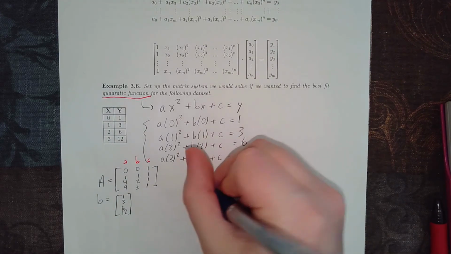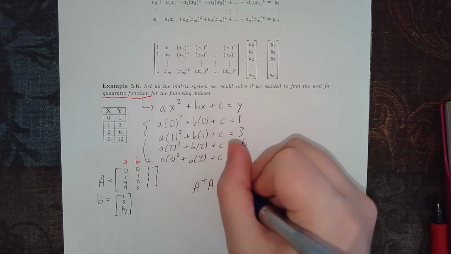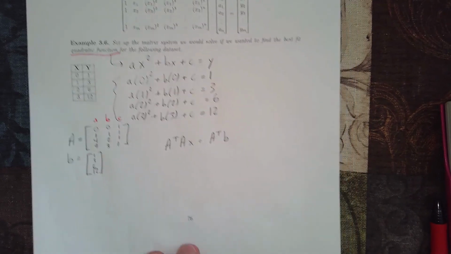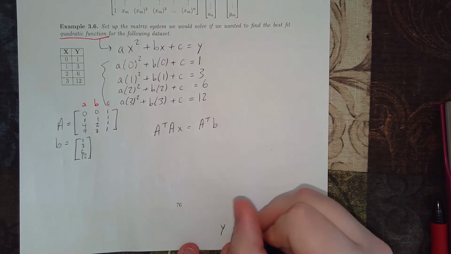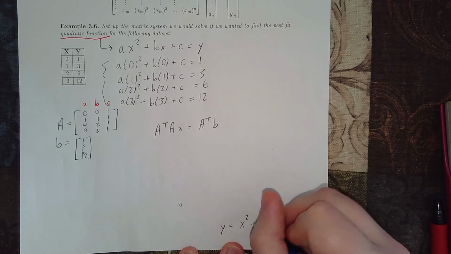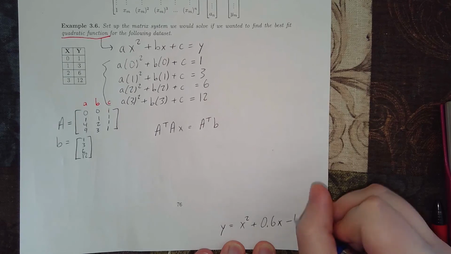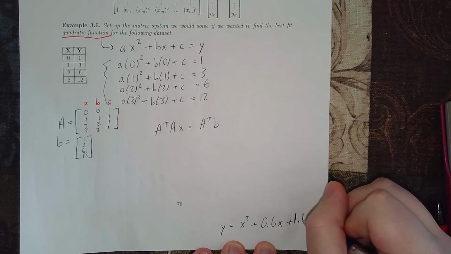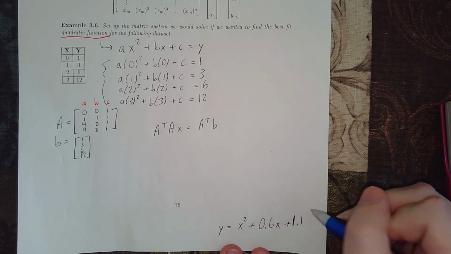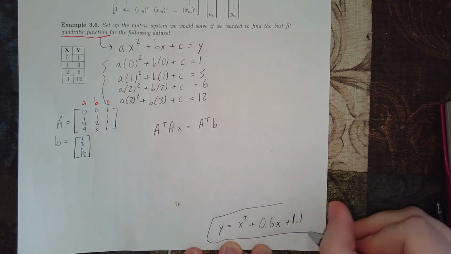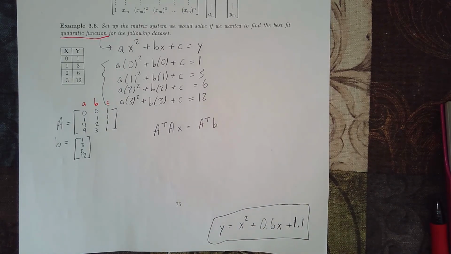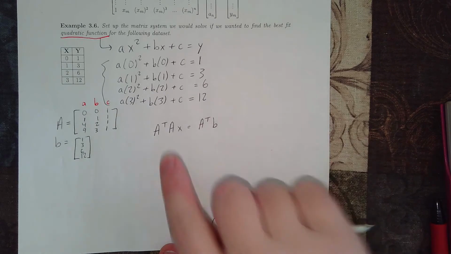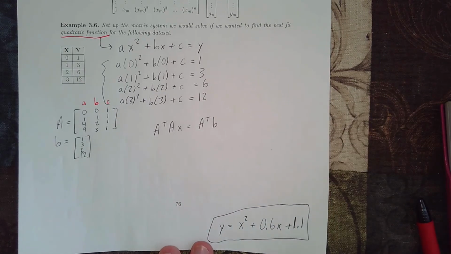So remember, you'd be trying to solve the system of A transpose A, x equals A transpose B, and I want to give you guys what the final least squares solution is, so that way you can try to verify that you can do this. So we should get y equals x squared plus 0.6x plus 1.1. So this should be our final answer for our least squares solution. You still have some steps to do. You want to find A transpose A, you want to find A transpose B, you want to put them in a matrix and then get it into the reduced row echelon form.